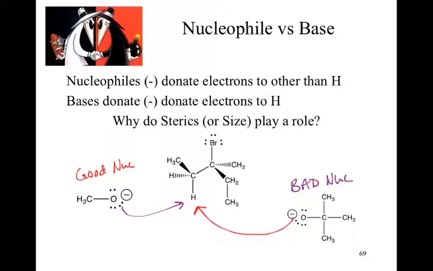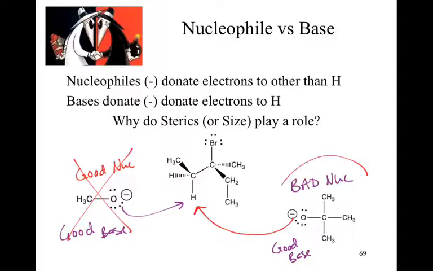So the one on the left is a good nucleophile and a good base. The one on the right is a bad nucleophile because it's so big it can't get in to react, and it's a good base. How can I use this to differentiate? Well, if I want a base, I don't want to use the species on the left because that will also act as a nucleophile. I'd rather use the species on the right because it is a bad nucleophile and it's still a good base. So thinking about the definitions of what these things are actually doing is a good way to approach this.